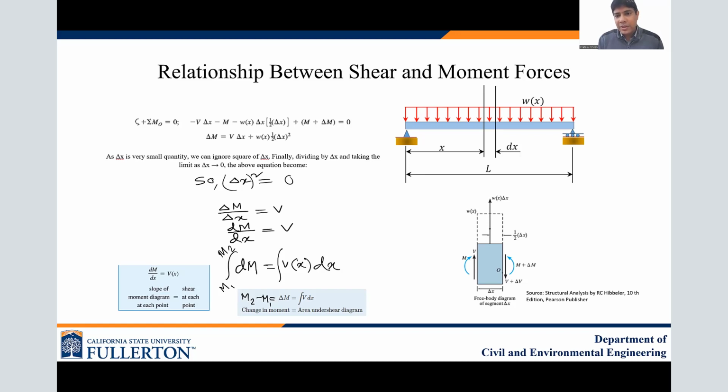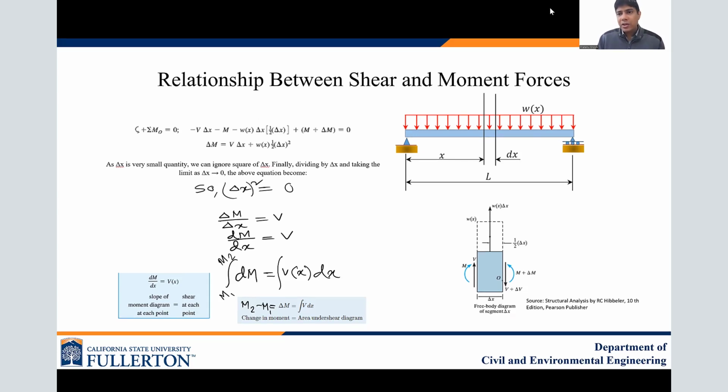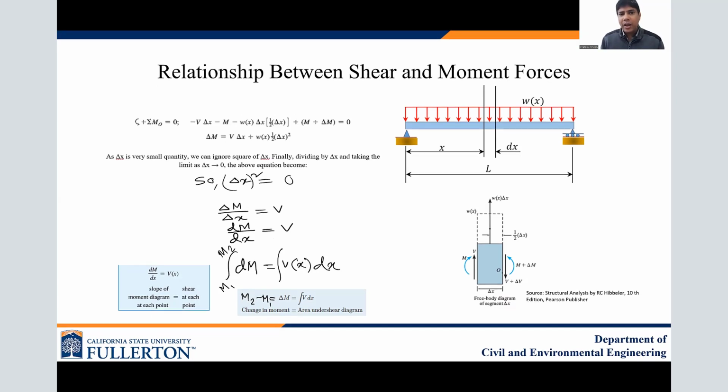If we look very carefully, what is going to create the moments at that point? The first one, V times delta x, is going to create a clockwise moment, so negative V times delta x. Then what else do we get? From the left side, M is clockwise, negative. From the right side, M plus delta M is counterclockwise, positive, as well as the rectangular distributed load, which is W times delta x, and the distance is delta x over 2. So that is also going to create a moment.